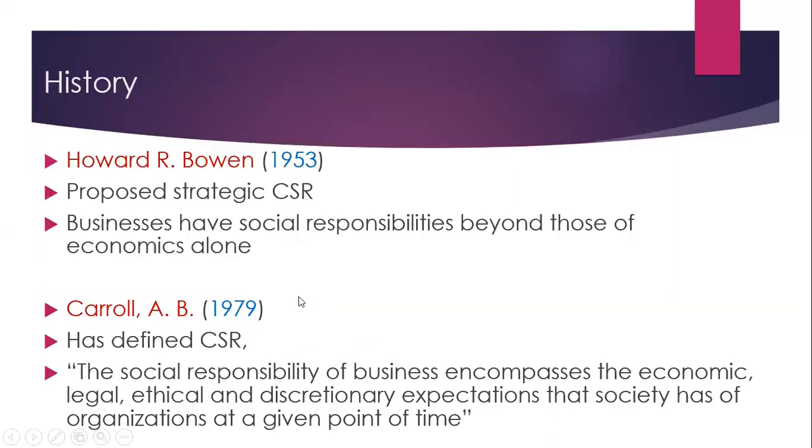So let us see what is history of CSR. It dates back to 1953 when Bowen proposed strategic CSR. He said that businesses have social responsibilities beyond those of economics alone. And the definition of CSR is given by Carroll in 1979. He said that the social responsibility of business encompasses the economic, legal, ethical, and discretionary expectations that society has of organization at a given point of time. So, this is the expectation of society which is given by Carroll in 1979.